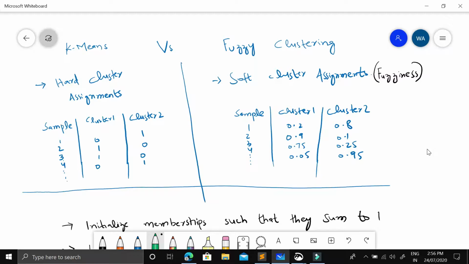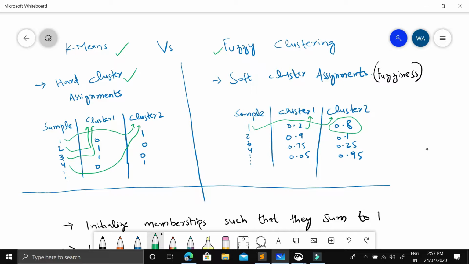Let's begin by looking at the difference between k-means and fuzzy clustering. In k-means, we have hard cluster assignments where we assign a sample to one of the clusters. For example, sample number 1 is assigned to cluster number 2, sample number 2 to cluster number 1, sample number 3 to cluster number 1, and sample number 4 to cluster number 2. But in fuzzy clustering, there is uncertainty in the association of a sample to a cluster. So sample number 1 is assigned to cluster number 2 with membership of 0.8. It has a great association with cluster 2, but there is also an association with cluster 1 with a membership of 0.2.